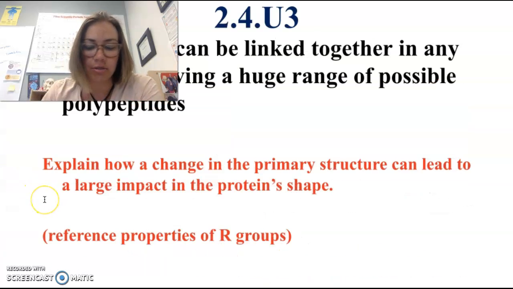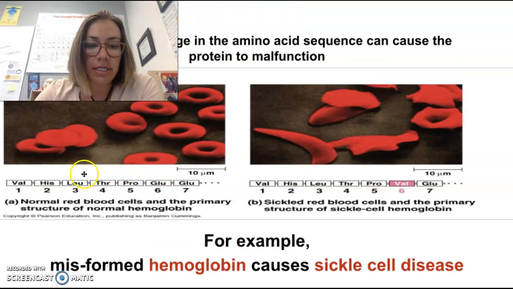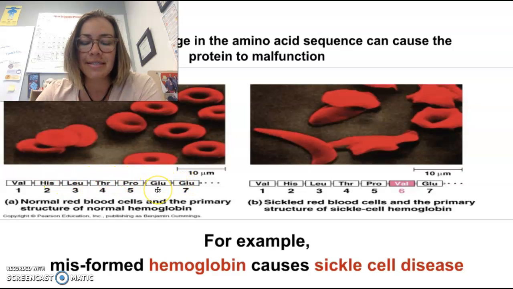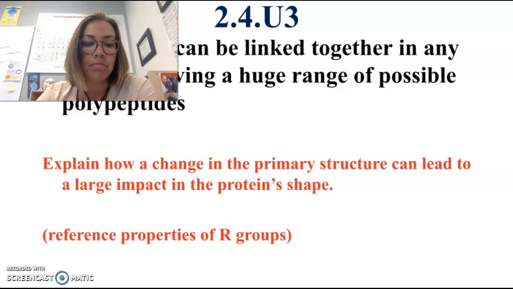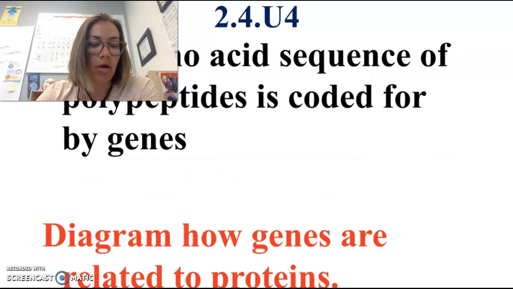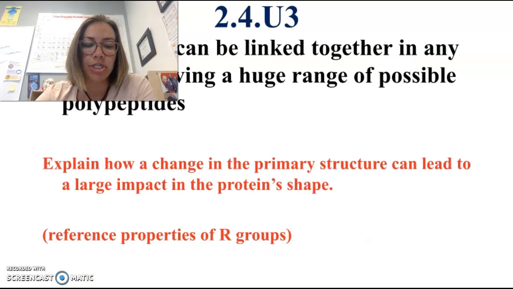So if we look at our DNA here, or I'm sorry, our primary structure of our amino acid, at position 6, when we see a mutation in the DNA, we're going to see a valine instead of a glutamine. Okay? That causes this big of a difference in the phenotype of red blood cells. So I'd like you to go back and make sure that you can explain how a change in the primary structure can lead to a large impact on the protein's shape.